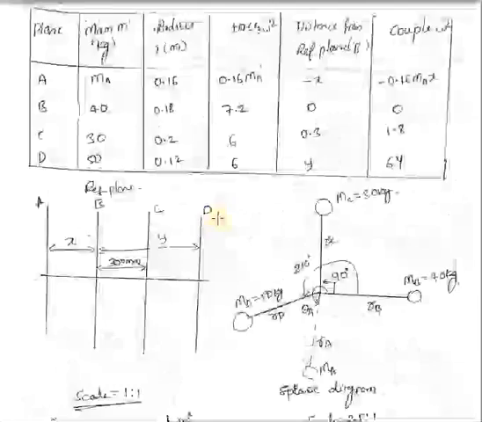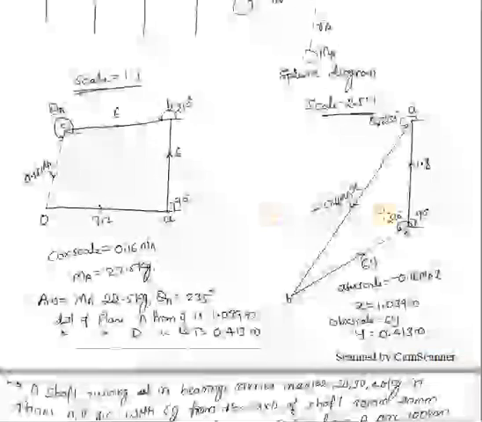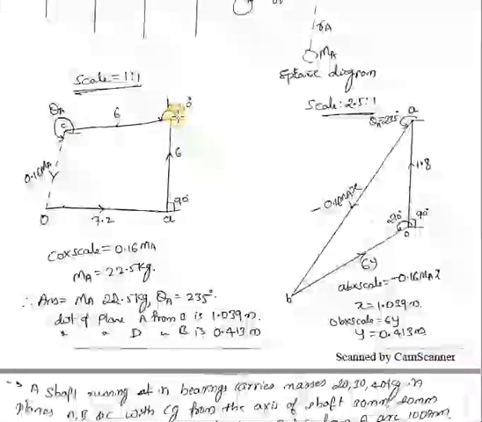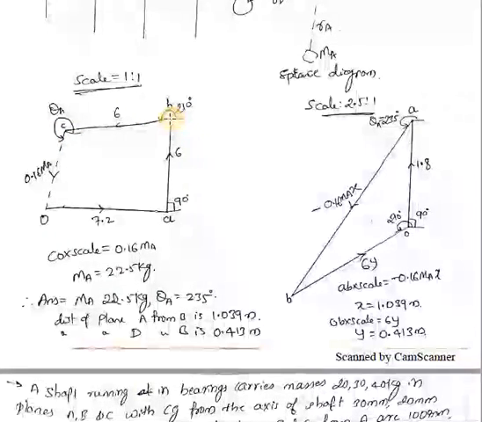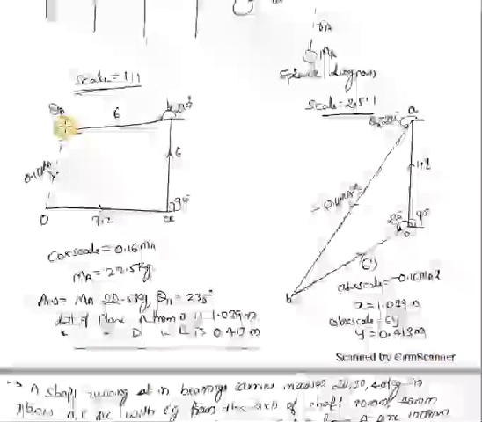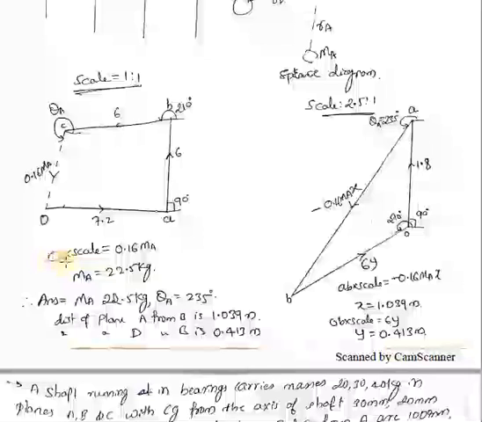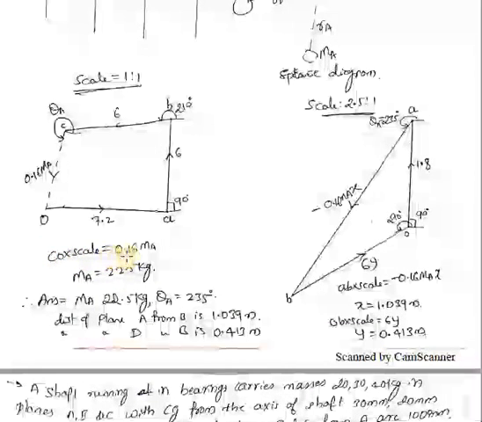Then second is for mass C, it is 6, and he has given the angle between B and C as 90 degree. Then you know the angle between B and C, that is 210 degree. So draw a line of length 6 in magnitude, angle as 210 degree, that is B to C. Then you join this C to O with a straight line to get the value of 0.16 MA.